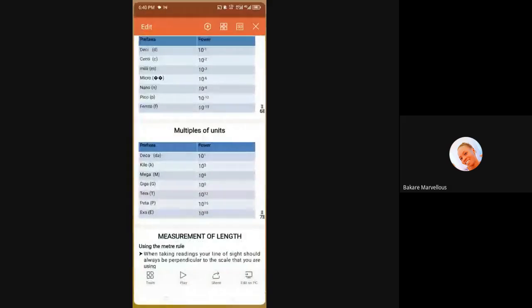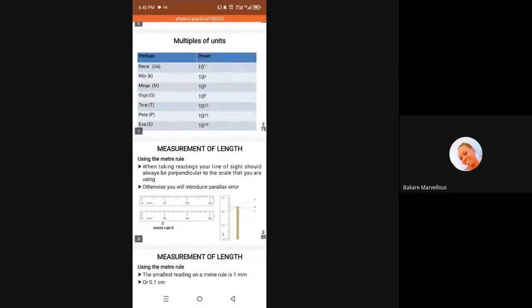Okay, so slide 8. Who's reading slide 8 now? Measurement of length. Using the meter rule, when taking readings, your line of sight should always be perpendicular to the scale that you are using. Otherwise, you will introduce parallax error.